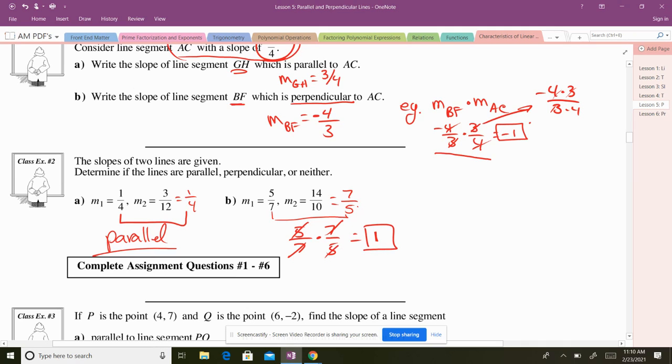So are they perpendicular? No, because they did not equal -1. So they're not perpendicular. Are they parallel? No, because they're not the same slope. So what are they? They're just lines. They're neither. They just have different slopes. That's it. It's just two lines that have different slopes. So they're just neither.